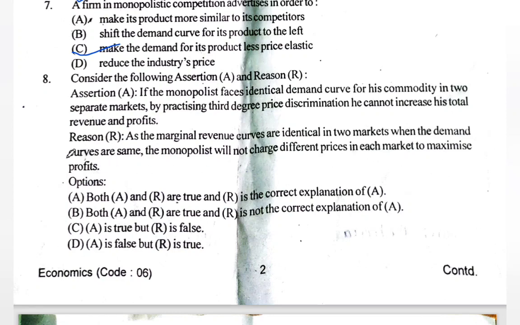Here the reason is correct for the assertion because the monopolist will not charge different prices in the same type of market. As third degree price discrimination is based on the elasticity of demand of the product in the market, there is no price discrimination as there is an identical demand curve in the market. So the correct answer is both A and R are true, and R is the correct explanation of A.